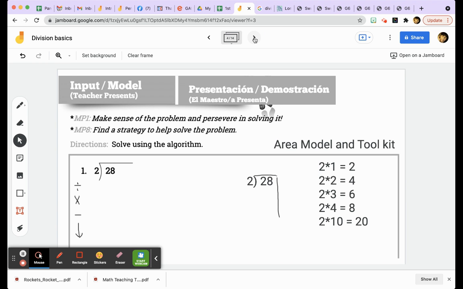Now, input model. In your math notebook, I want you to write down input model, and I want you to show the example, 28 divided by 2. Write the steps, divide, multiply back, subtract, bring down, and then show the area model and the toolkit. You're copying both of these examples in your math notebook. Pause the video here. Check to make sure everyone has copied this in their notebook, and then restart the video.